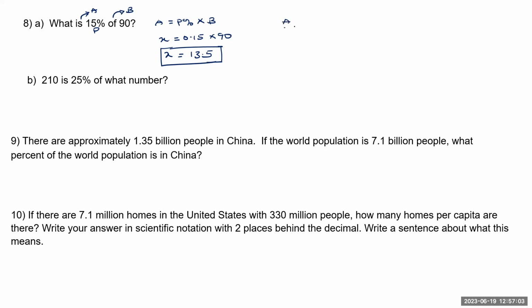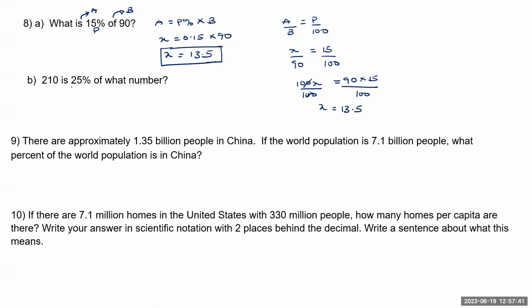Or by using equal proportions, we have amount over base equals percent over 100. And so X over 90 will be equal to 15 over 100. Cross multiply, you have 100x, you have 90 times 15. Then you divide both sides by 100. X will be 13.5. So either using equal proportions or the equation still gives us the same answer.